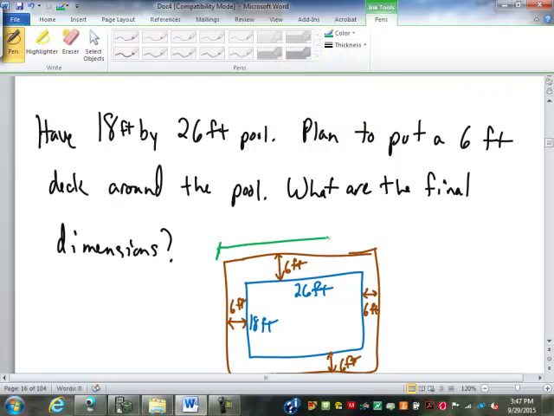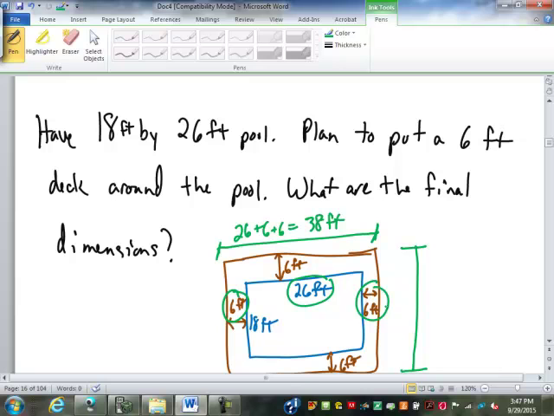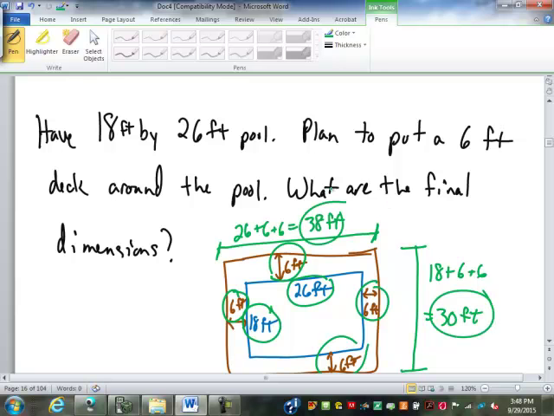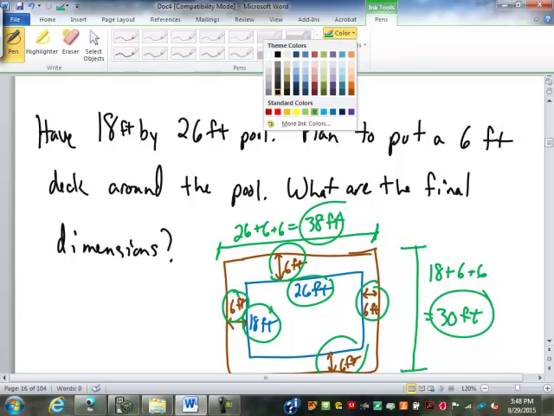Well, that would be from here to here, which is going to be how long? Well, 26 plus 6 plus another 6, right? It's going to be 38 feet. How about this dimension? Well, it would be 18 plus 6 plus another 6. Or 30 feet. So the overall dimensions are going to be 38 by 30.